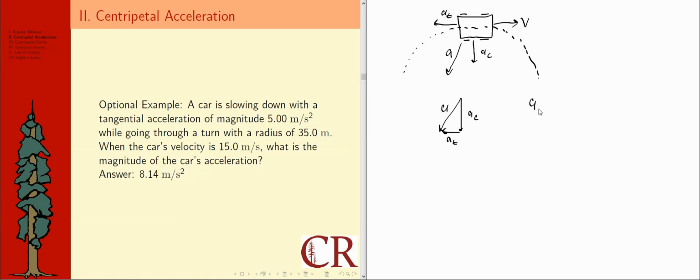Now, the tangential acceleration vector's magnitude is simply given to us as 5 meters per second squared at 3 sig figs, but I'm just going to abbreviate it here. I think we have to calculate the centripetal acceleration vector using v squared over r. Since we're looking at an instant where the car's velocity is equal to 15 meters per second, we're looking at doing that squared divided by 35 meters, since that's the radius that was given to us.